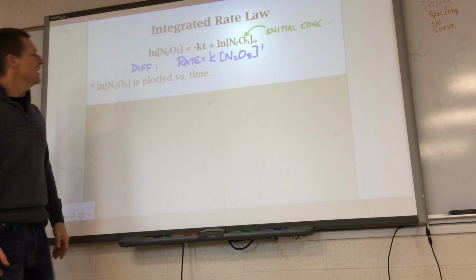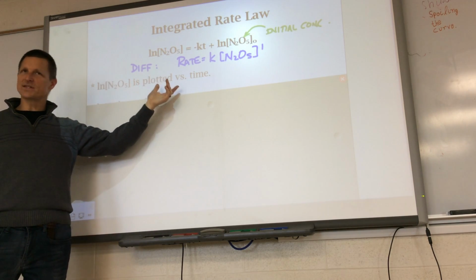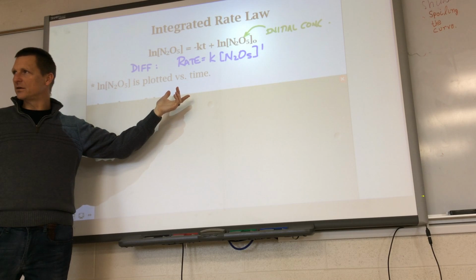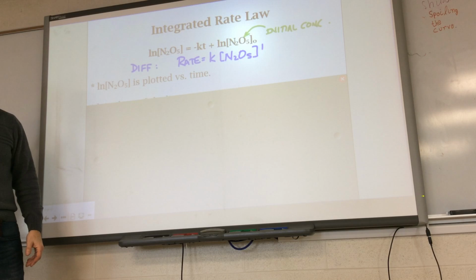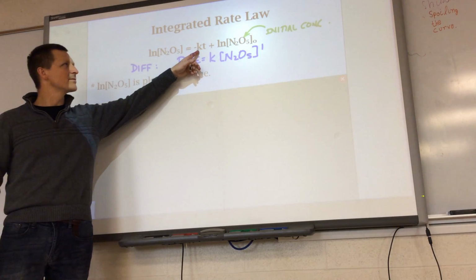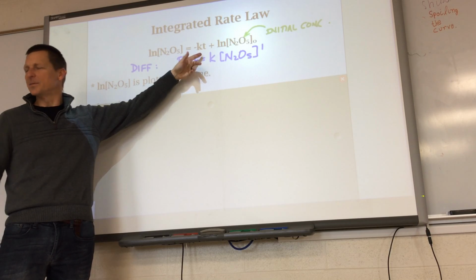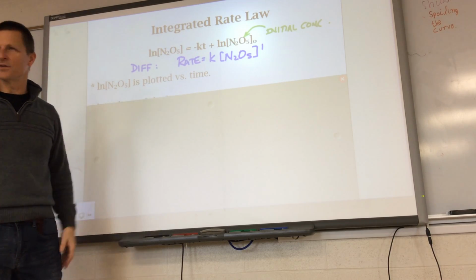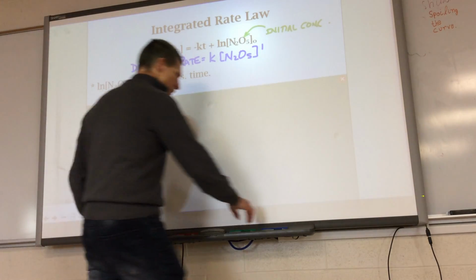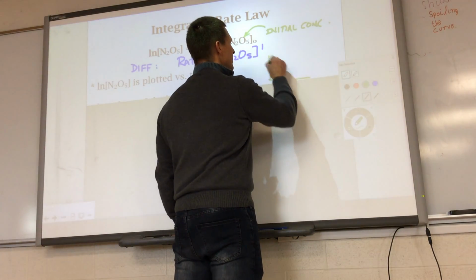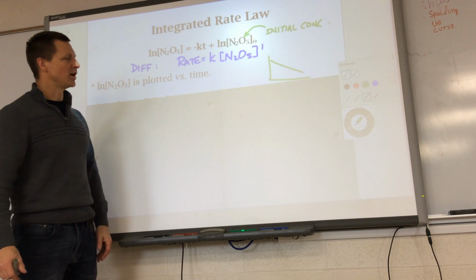Look at this. If we were to plot the natural log of N2O5, the reactant, over time, it would give us a straight line. What's the slope? It's going to be negative K. The slope would be negative K. K is always a positive number. So the graph of it would look like that. That's our graph of the natural log versus time.